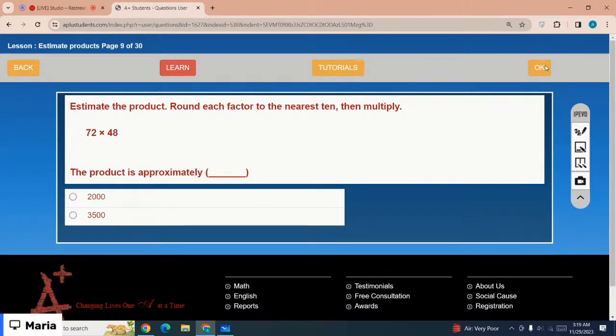Estimate the product, round each factor to the nearest 10, then multiply. 72 times 48, which is the correct option? Yes, very good. That is 3500. 72 is rounded off to 70 and 48 is rounded to 50. So the correct option is 3500. Very good.